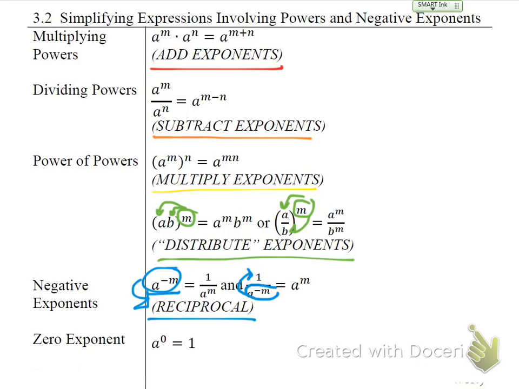Last rule is what happens when you have a 0 exponent, and that one's easy. Anything to the power of 0 is equal to 1.